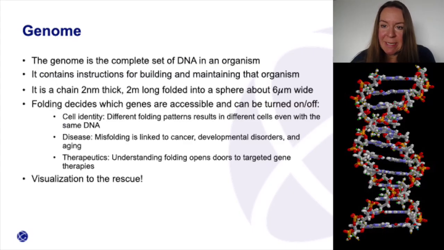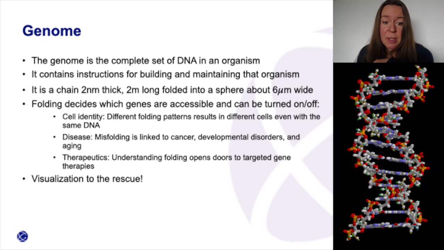The genome is the complete set of DNA in an organism. It contains instructions for building and maintaining that organism. It is a chain about 2 nanometers thick and 2 meters long, folded into a sphere about 6 micrometers wide. The specific shape of this folding decides which genes are accessible and can be turned on or off. And that is important for cell identity because different folding patterns result in different cells, even with the same DNA.